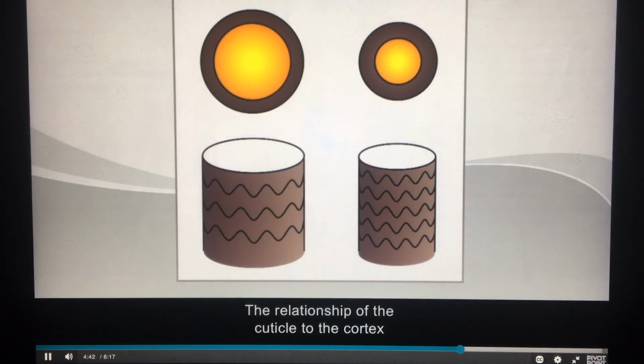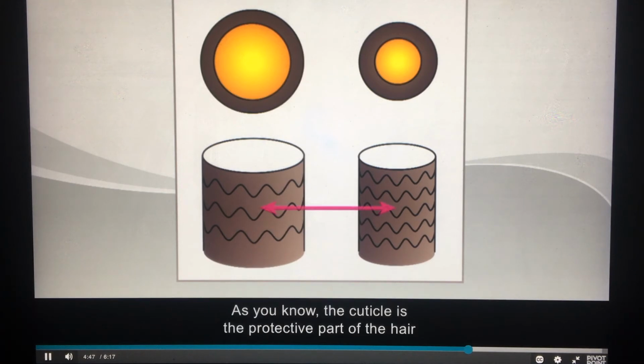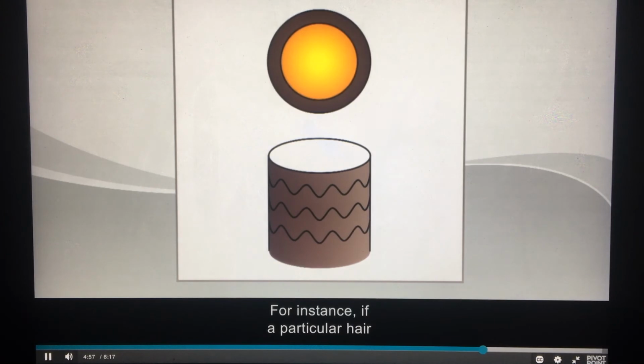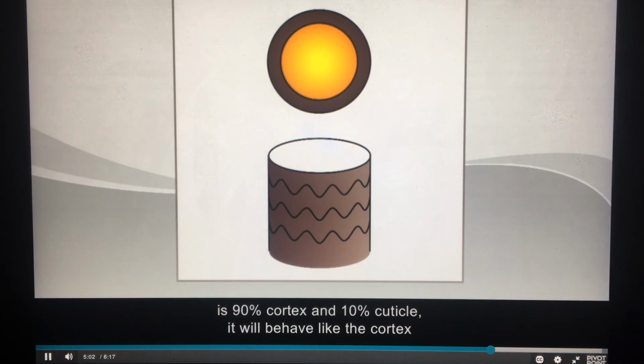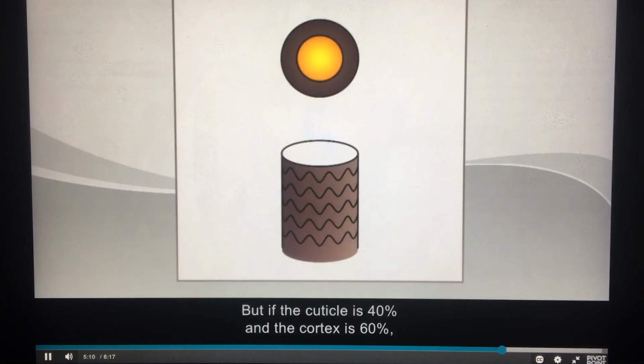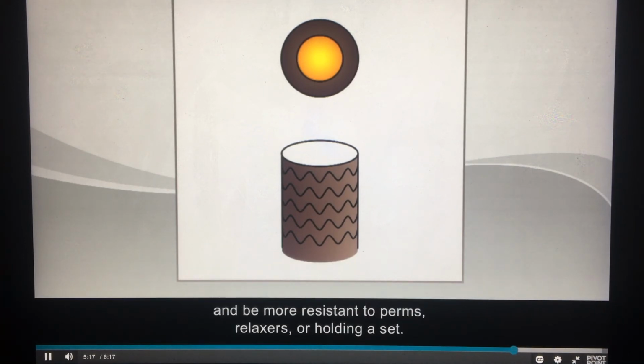The relationship of the cuticle to the cortex also has a great influence on hair behavior. As you know, the cuticle is the protective part of the hair shaft, and it is made up of a harder protein than the soft, elastic cortex or inside of the hair shaft. For instance, if a particular hair is 90% cortex and 10% cuticle, it will behave like the cortex and have more elasticity and the ability to be molded and reshaped. But if the cuticle is 40% and the cortex is 60%, then the hair will behave more like the cuticle and be more resistant to perms, relaxers, or holding a set.